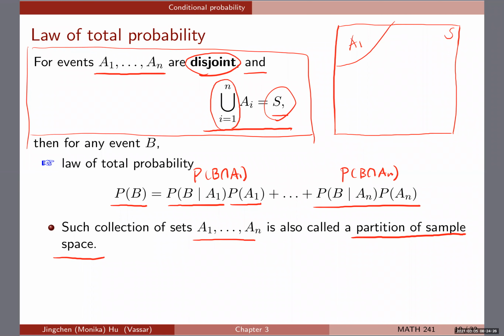So I'm doing this arbitrarily now. Let's just say this is A1, A2, A3, A4. Let me just use 5 as an example, but n is an arbitrary number. So what I'm doing here is that I'm showing A1 through A5. They're disjoint, right? No intersection with any of the two. And then we call it the partition, because they're not only disjoint, but they exhaust the sample space.